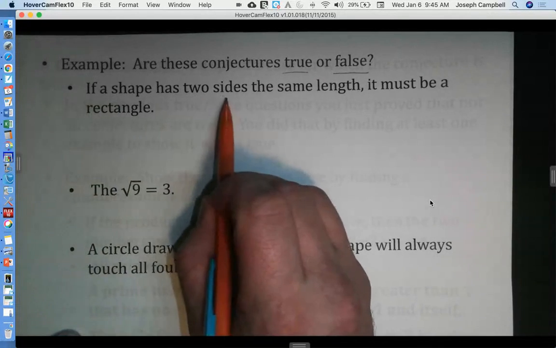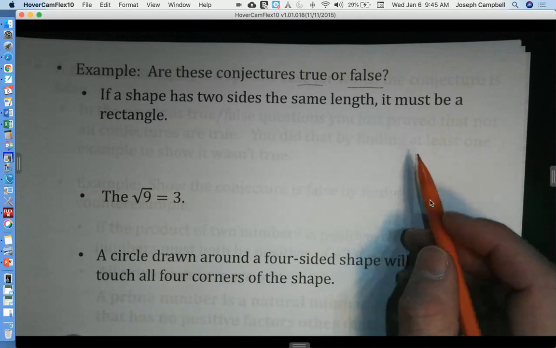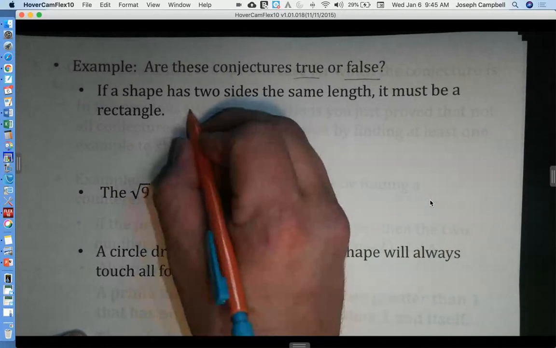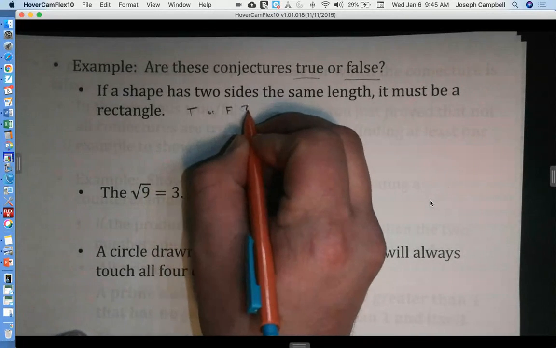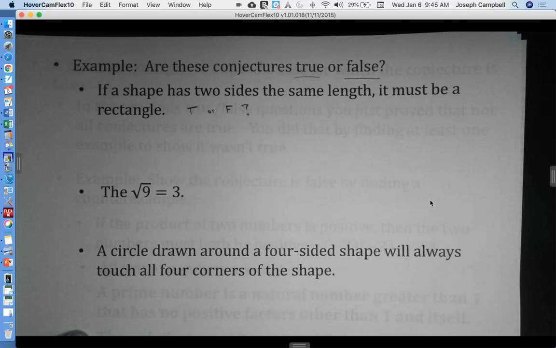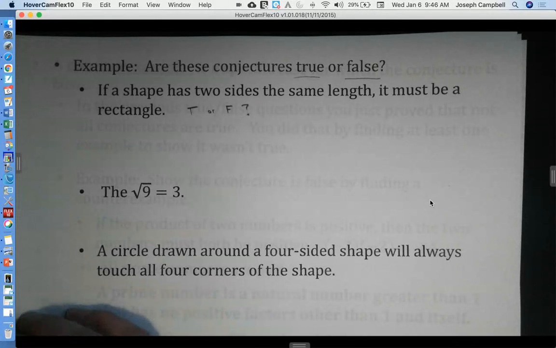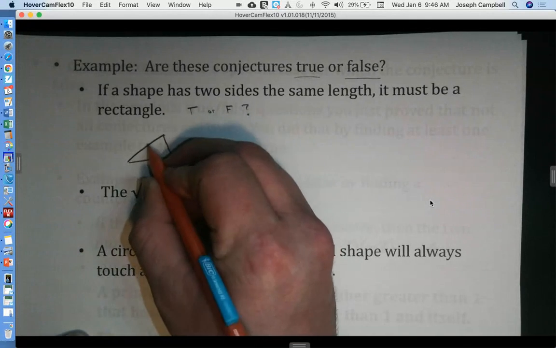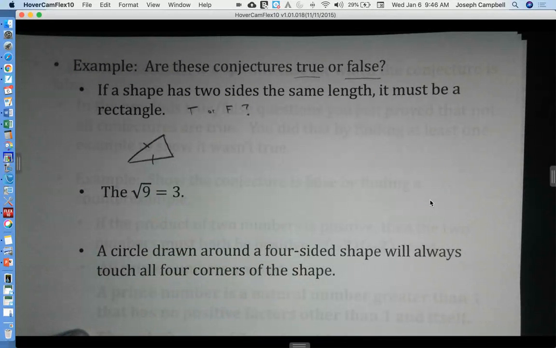So if a shape has two sides of the same length, okay, it must be a rectangle. Is this true or false? Think to yourself and put down an answer. Pause the video. So maybe what you thought up was an example. Maybe you were trying to make a shape with two sides the same length. First thing I think of, since we've been in triangle land forever, is an isosceles triangle, which certainly is not a rectangle.